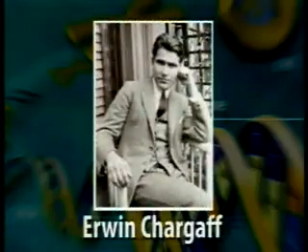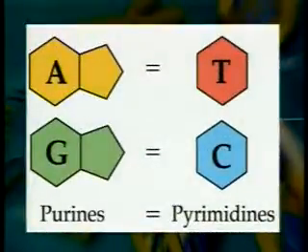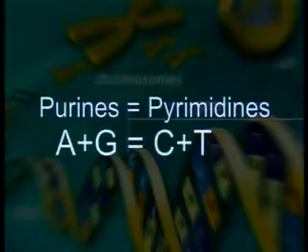In 1950, Chargaff developed the principle of base pairing. He determined the relative amount of adenine, thymine, cytosine, and guanine in a variety of cells, and proved that adenine is equivalent to thymine and the amount of cytosine is equivalent to that of guanine, and that there is exactly as much purine, that means adenine and guanine, in the nucleus as there is pyrimidine, that means thymine and cytosine.